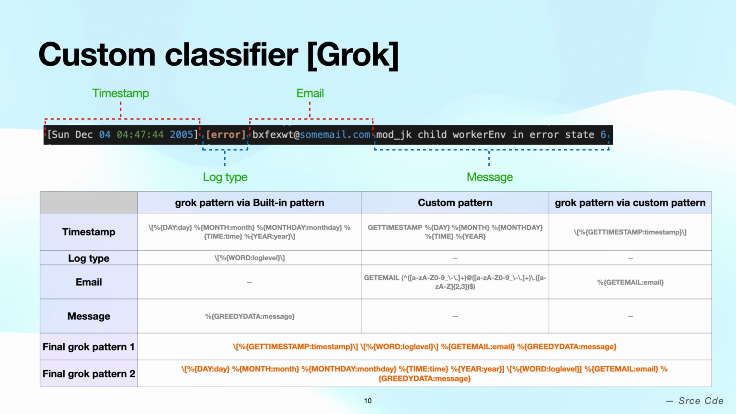For message, the greedy data built-in pattern is used. So greedy data will match 0 or more of the preceding tokens except for the new line. So this is what the block specific Grok pattern looks like.